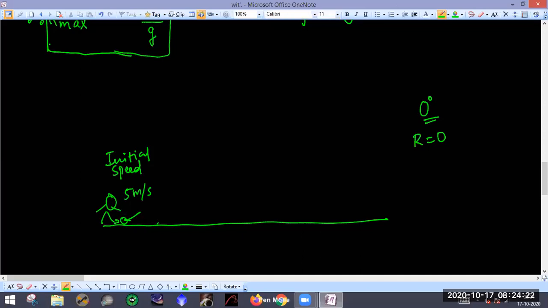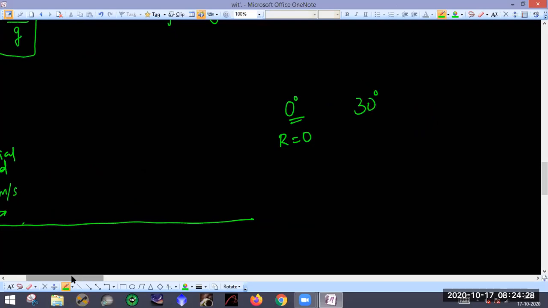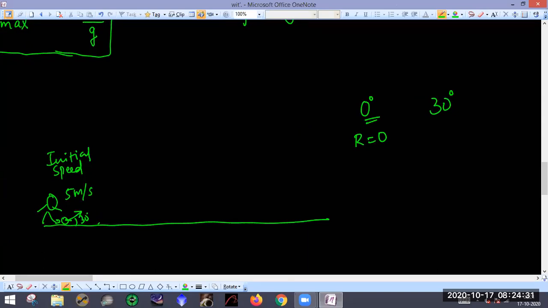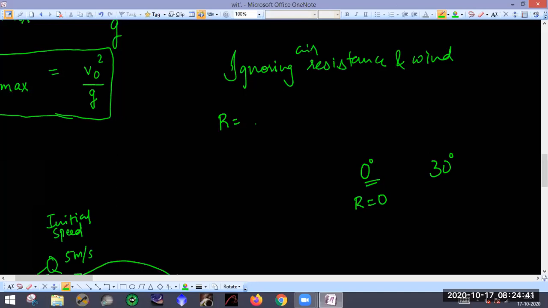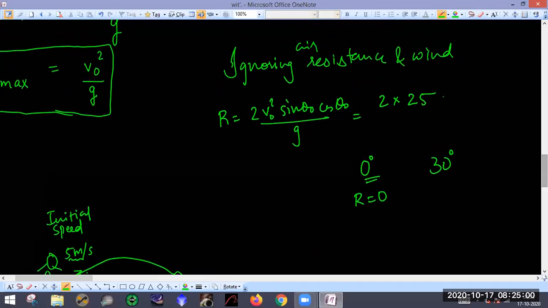Now let's say you do it at 30 degrees. You kick it in such a nice way that it goes at an angle of 30 degrees from the ground. So this is the range. If you try to find that range, by the formula of range you get 2 v0 square sine theta 0 cos theta 0 by g. So let's put 30 degrees here. 2 into v0 square is 25, because v0 is 5, sine 30 is 1 by 2, cos 30 is root 3 by 2, divided by, let's take g to be 10. Easy calculations.